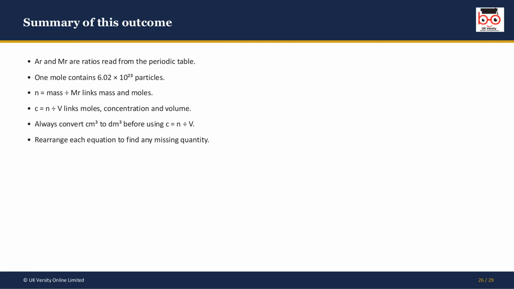Let's pull the outcome together. Ar and Mr are ratios you read from the periodic table. 1 mole always contains 6.02 times 10 to the power 23 particles. The equation N equals mass divided by Mr links mass and moles, while C equals N divided by V links moles, concentration and volume. Always convert cubic centimeters to dm cubed before using that concentration equation. And with practice, you can rearrange either equation to find any missing quantity.